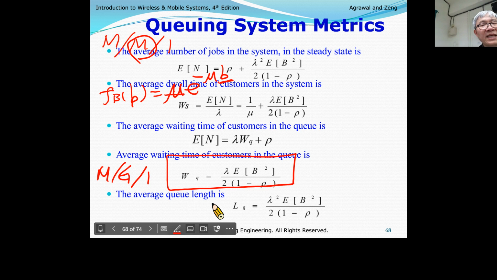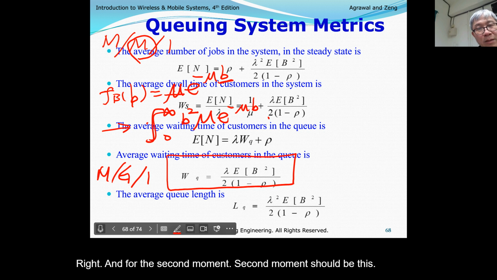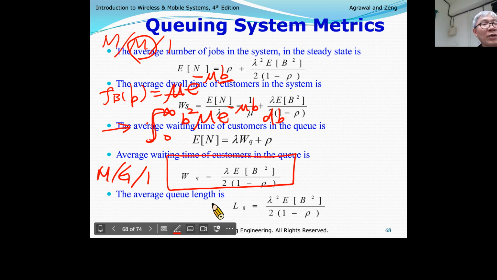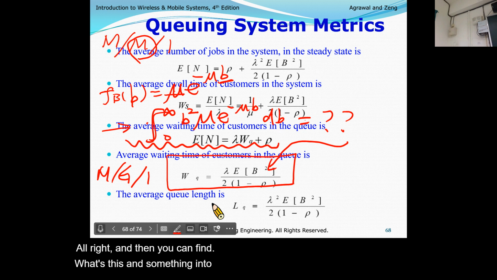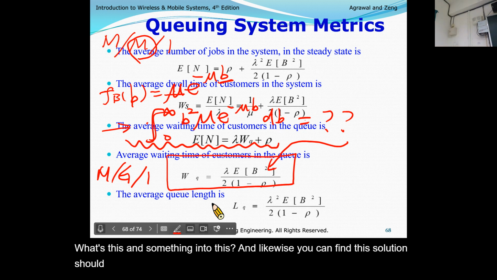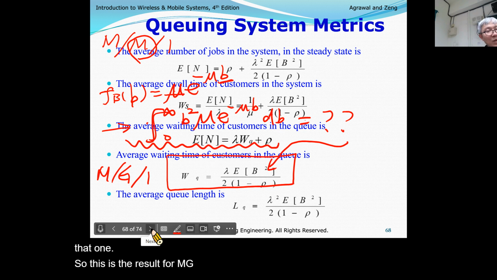Right? And for the second moment, it should be this. All right, and then you can find what this is, and substitute into this. And likewise, you can find this solution, which should be identical to the original M/M/1 queuing delay. All right, so you can try that one. Okay, so this is the result for M/G/1 and M/D/1 and M/M/1.